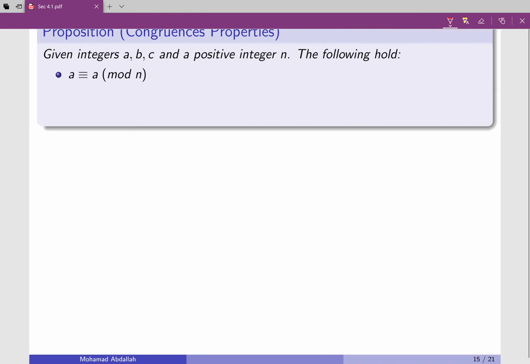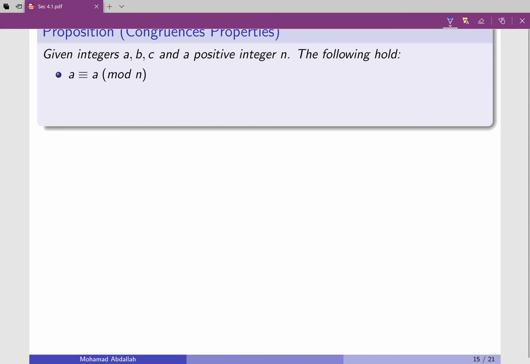Now here we have, as I listed, some properties related to divisibility. Then here we do have some properties related to congruence. So first we're saying that A is congruent to A mod n. This should be obvious due to the definition, because A mod n is the same as A mod n. So if you divide A by n, it's going to be the same remainder, so that would be fine.